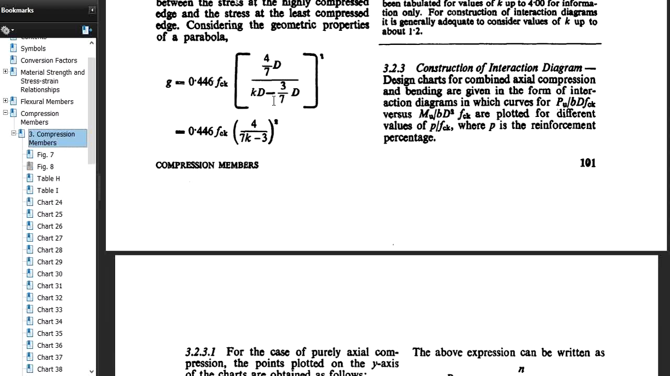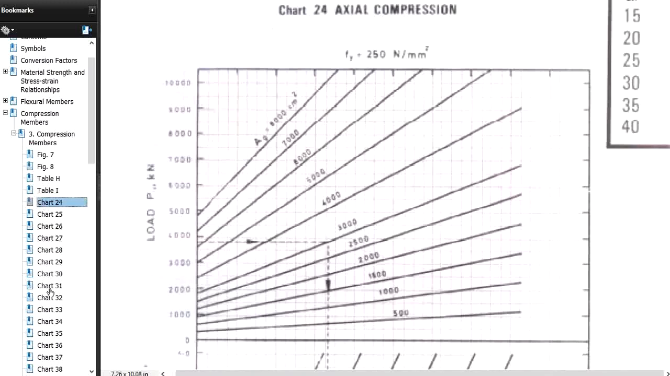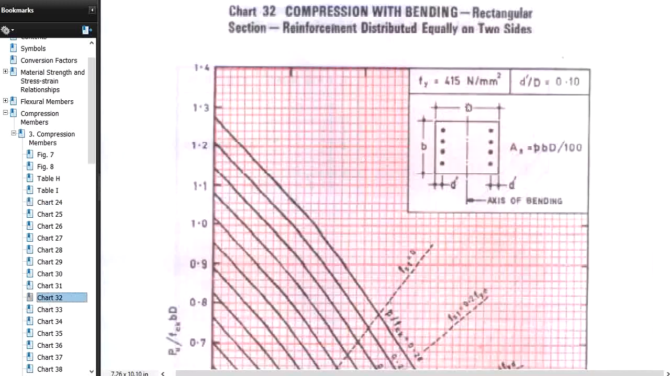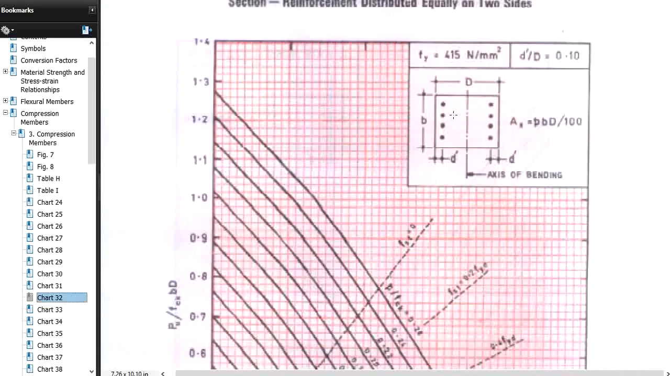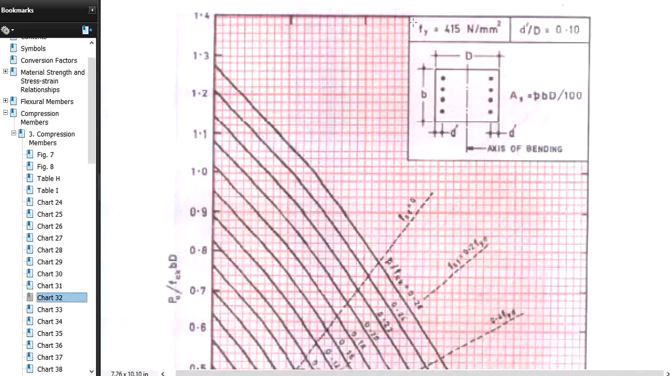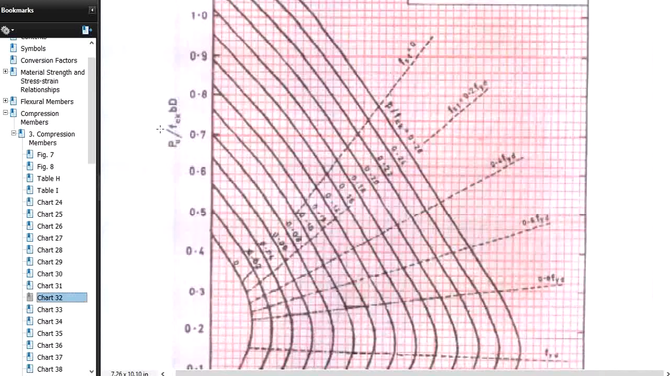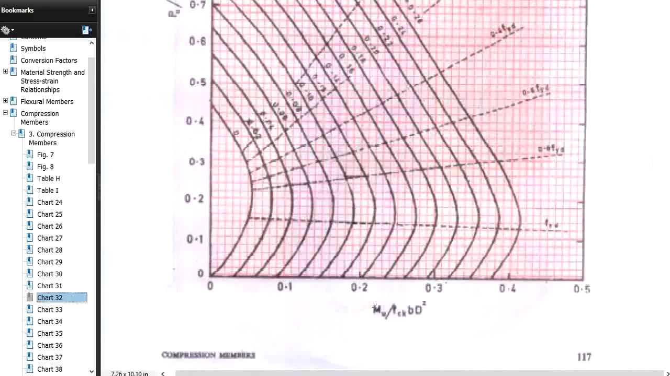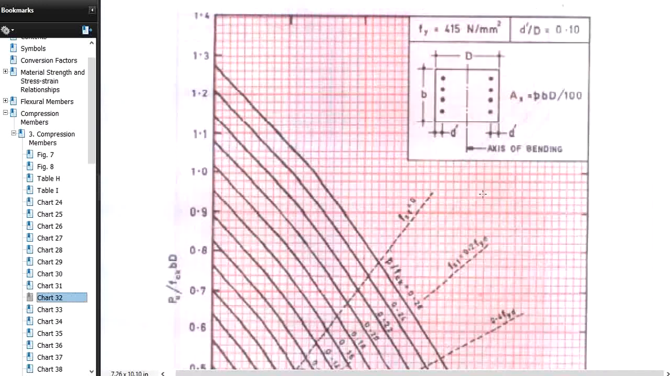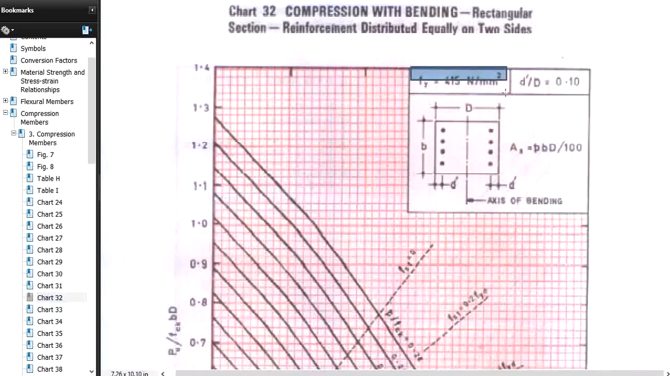Next, I will directly move to the charts. These are the charts which are going to give us, and I have just moved to a random chart. This is a chart which gives us Pu/fck bD and Mu/fck bD squared for a particular grade of steel and for a particular value of d dash divided by capital D.